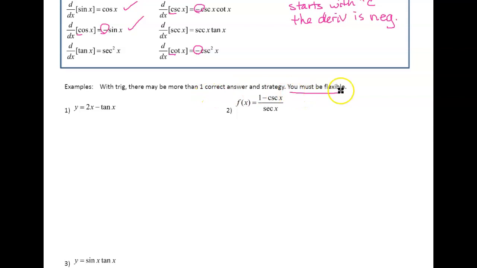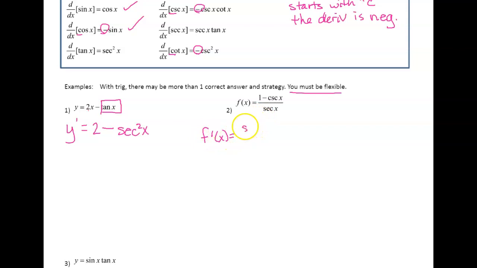Just be flexible always. So on our derivative, we're going to do the derivative of 2x, which is 2, and then minus, I do the derivative of tangent, which is secant squared. And that's it. Okay? This won't be an identity to simplify. On f of x, we can leave our functions as they are and then do a quotient rule.